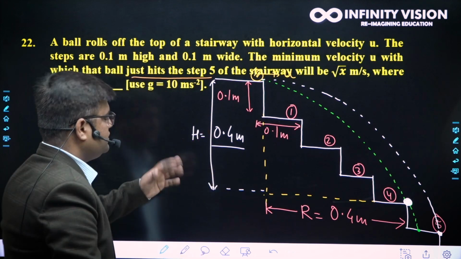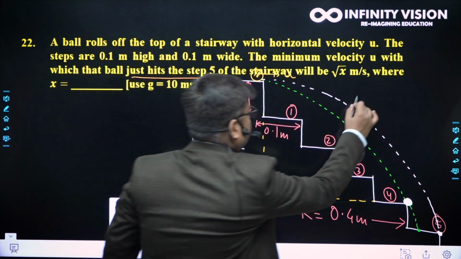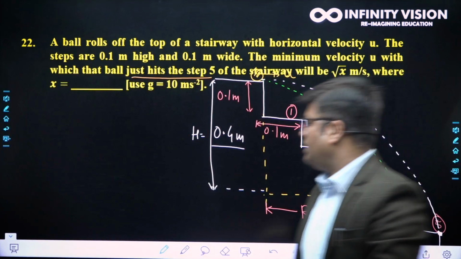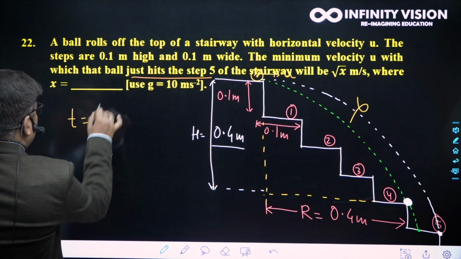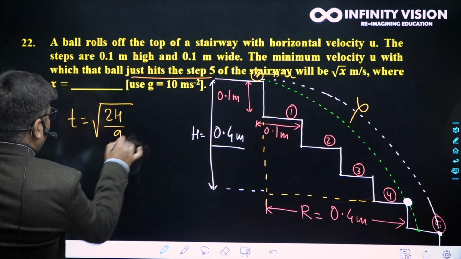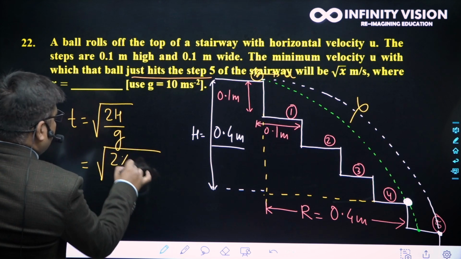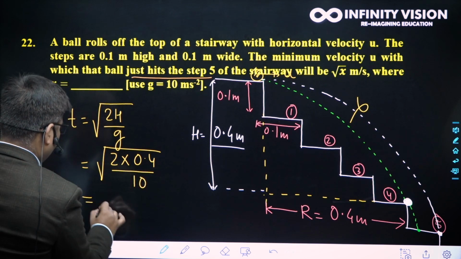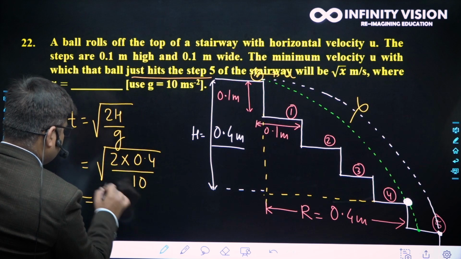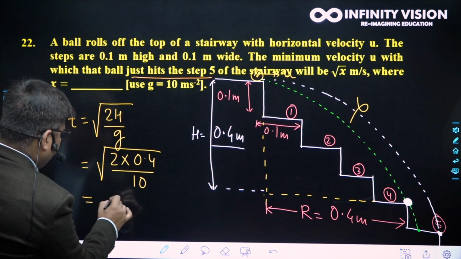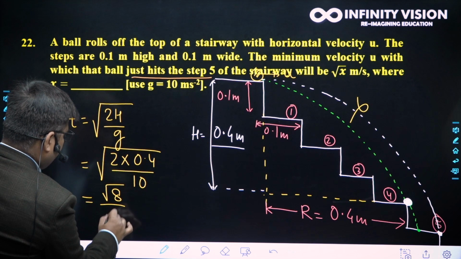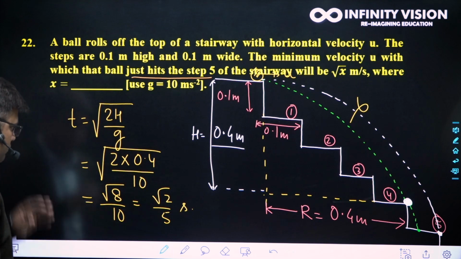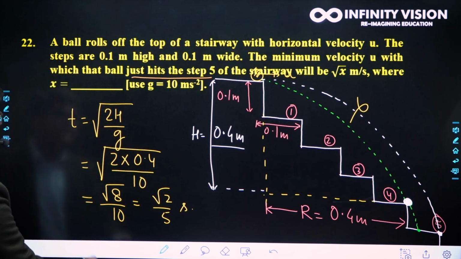Since during the projection the vertical velocity is 0, the time the ball will take to land will be t equal to under root 2h by g. So 2 into height, 0.4, and g is 10. So root 8 by 10, which is root 2 by 5 second. This is the time taken by the ball.